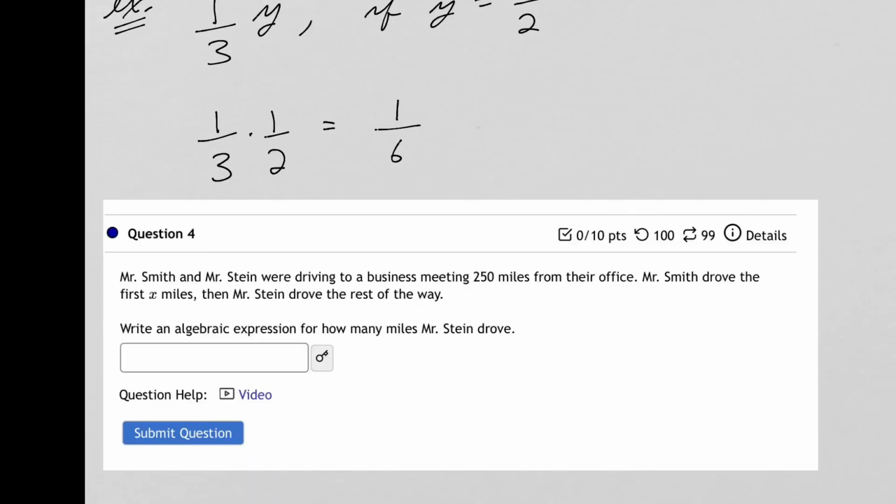Okay, now to finish up the section, let's just do a couple of questions from my open math. So this question says, Mr. Smith and Mr. Stein were driving to a business meeting 250 miles from their office. Mr. Smith drove the first X miles, then Mr. Stein drove the rest of the way. Write an algebraic expression for how many miles Mr. Stein drove. So it might help to draw a picture, right?